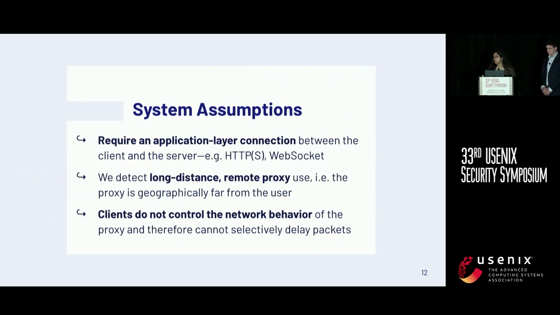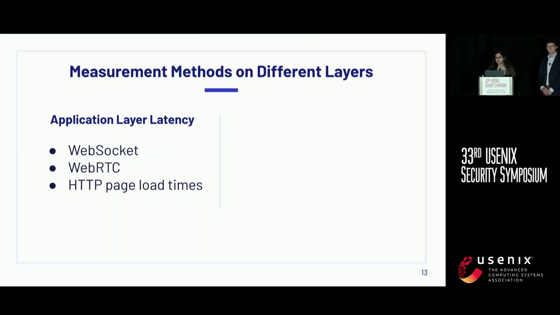But before we get into how we built the system, let's set up some assumptions under which the system operates. We require that the user and the server have an application layer connection. And our system aims to detect long-distance remote proxy use, that is when the user uses a server that's much farther from them. And we also assume that our client does not control the network behavior of the proxy and does not selectively delay certain packets. Now, these are reasonable assumptions to make for users who use commercial VPNs or their own proxy servers to commit some sort of coordinated abuse.